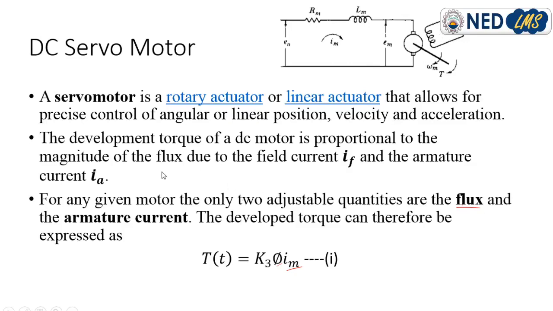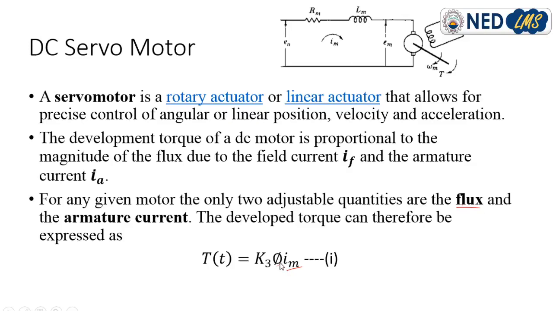So you can say armature current as IA as well. For any given motor, if we want to control this output, that is torque, this torque can be adjusted with the help of two parameters: the armature current, and the field current, or the flux due to this field current. These are the two adjustable quantities. One is flux, which is basically due to the field winding, and the second is the armature current.